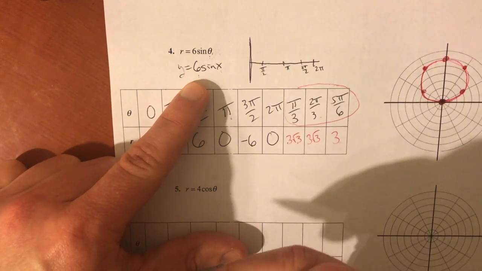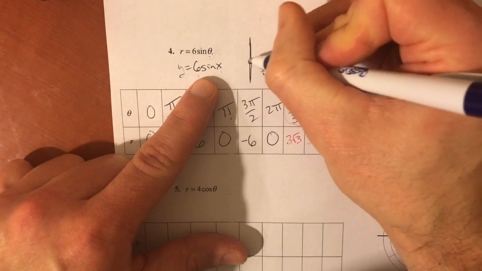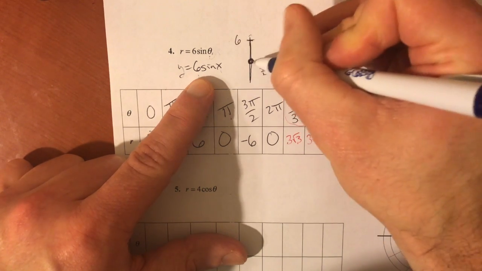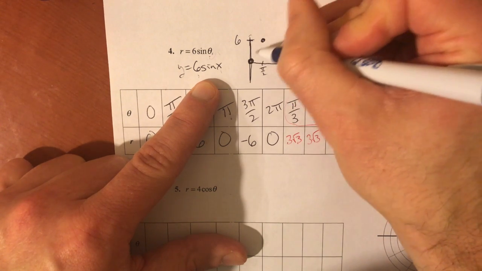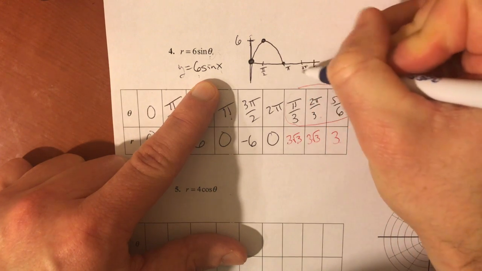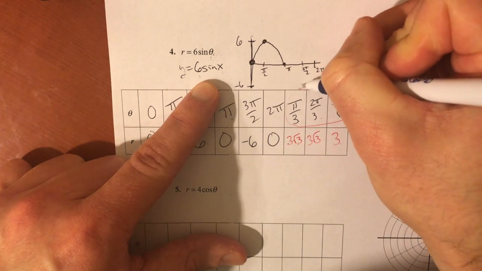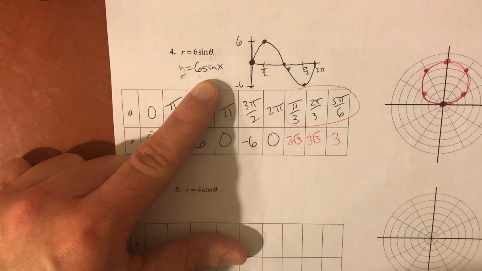And if you'll remember, it's been a while maybe, but positive sine starts right here at 0, 0, and then at pi over 2, sine is positive 1, so it goes up, and you get that one complete crest between 0 and pi, and then between pi and 2 pi, it dips down. You get this complete trough with an amplitude of 6.